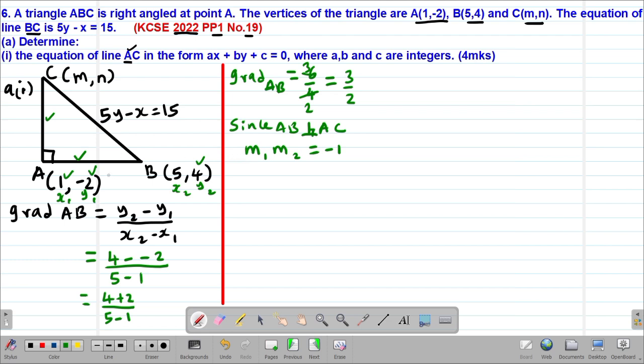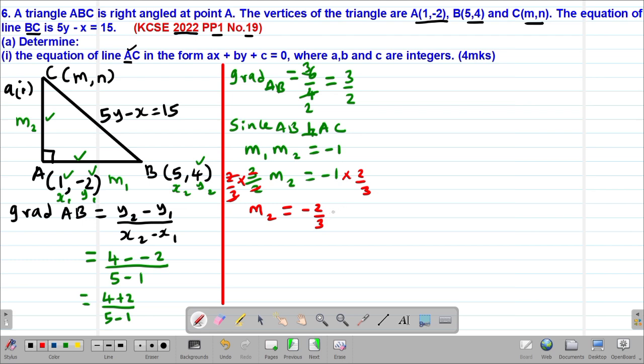Now, if I let the line AB have the gradient m1, then the line AC has the gradient m2. Therefore, if I substitute, my m1 will be 3 over 2. So I'll have 3 over 2 multiplied by m2 to give me -1. I'll multiply both sides by the reciprocal of 3 over 2, which is actually 2 over 3, so that these ones cancel out. So it means that m2 will actually be given by -2 over 3.